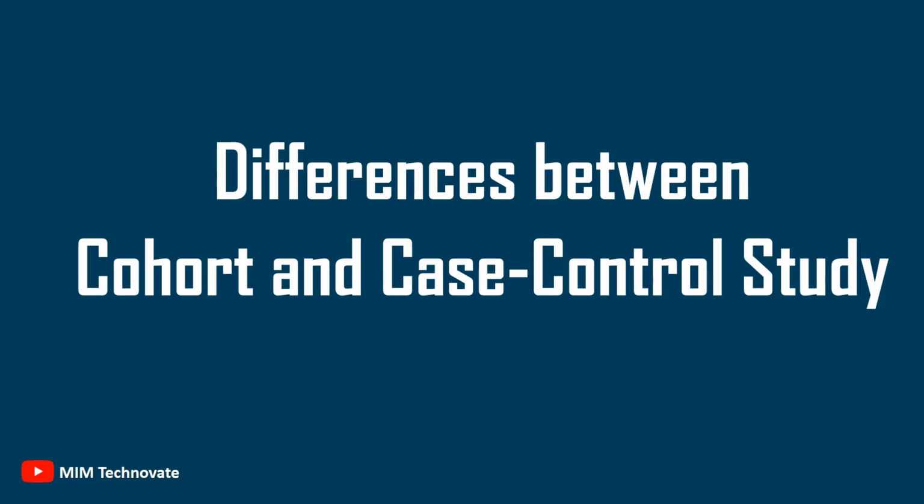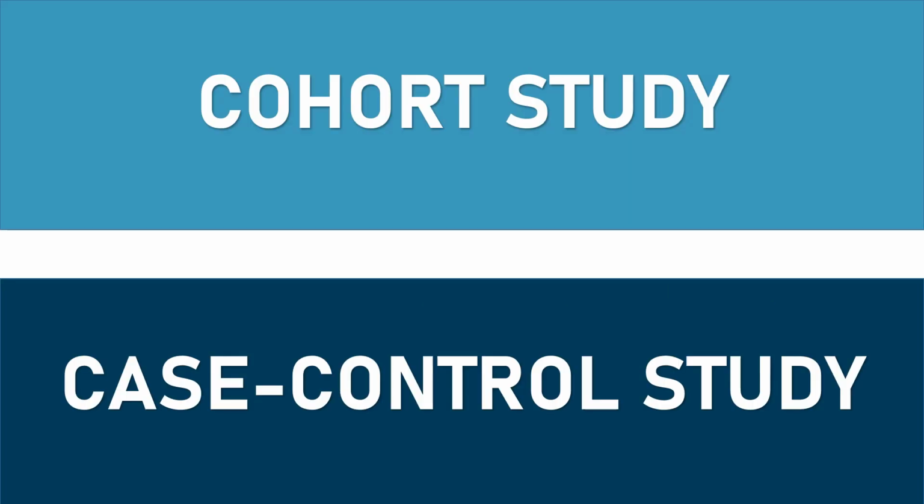Difference between cohort study and case control study. Cohort and case control studies are two types of observational studies used to assess the relationship between exposure and health outcomes. The investigations are observational rather than experimental. Both studies are classified as longitudinal since the study participants are followed for a set period of time.